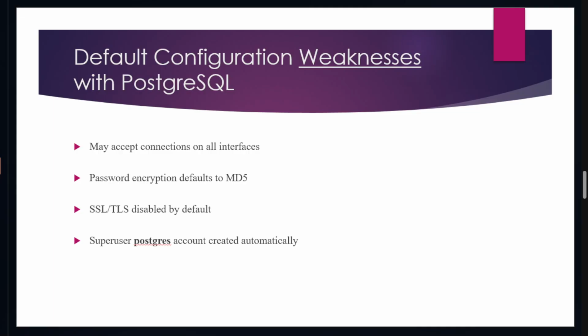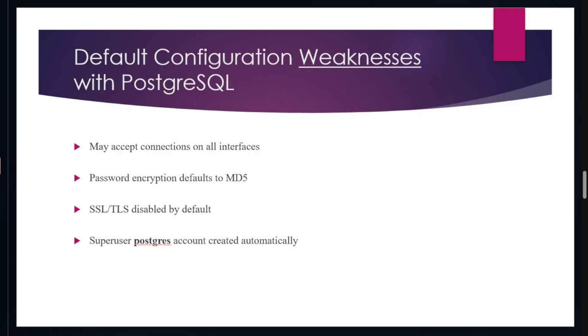Second, password encryption defaults to MD5, which is considered outdated and vulnerable to hash cracking. Modern setups should switch to stronger options like SHA-256 for better protection. Third, SSL/TLS is disabled by default, so data between the client and server isn't encrypted unless manually configured. This makes it easier for attackers to intercept sensitive information if connections happen over unsecured networks.